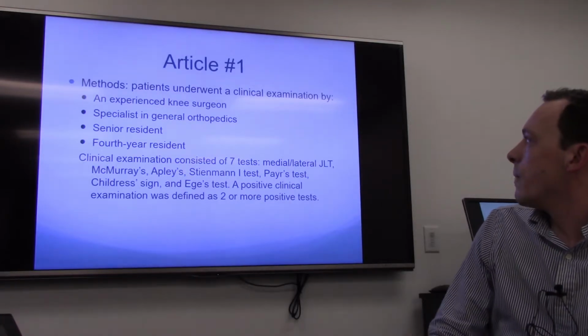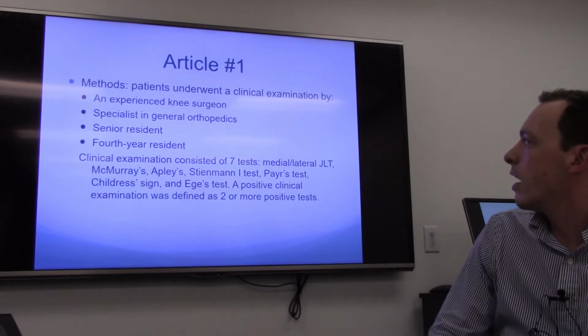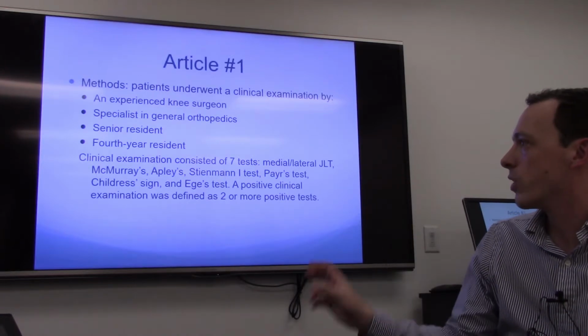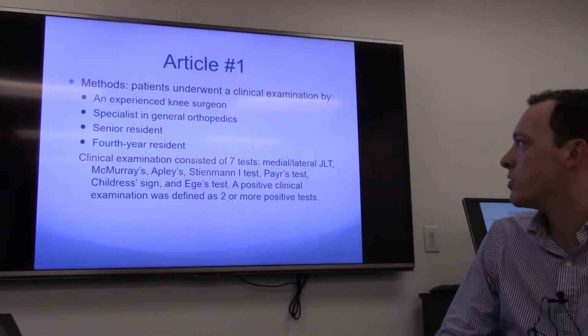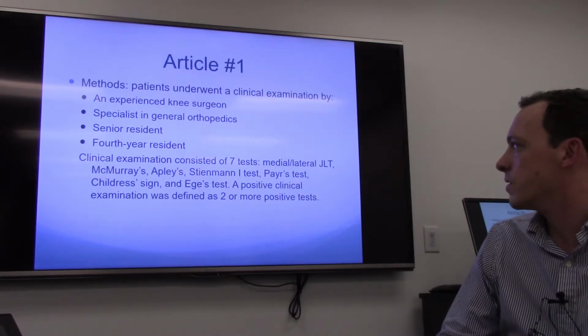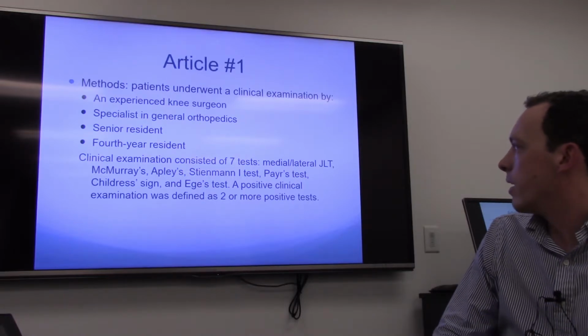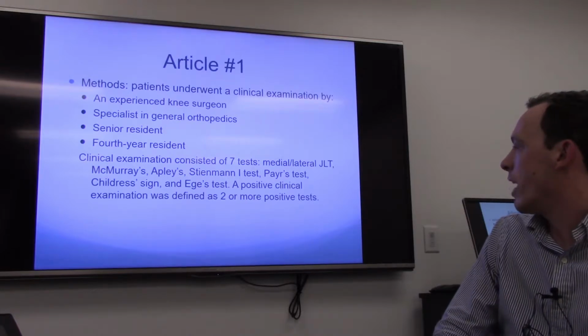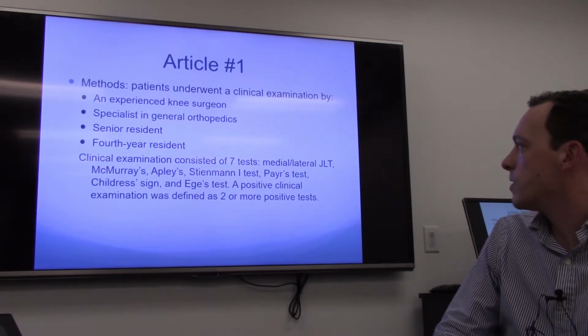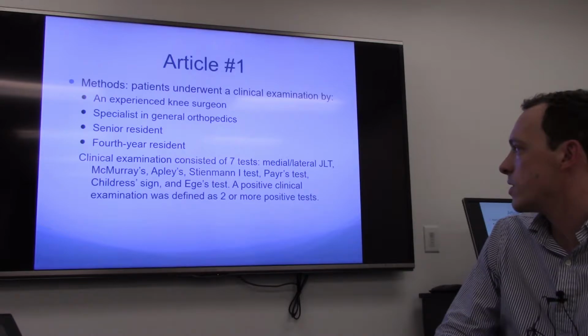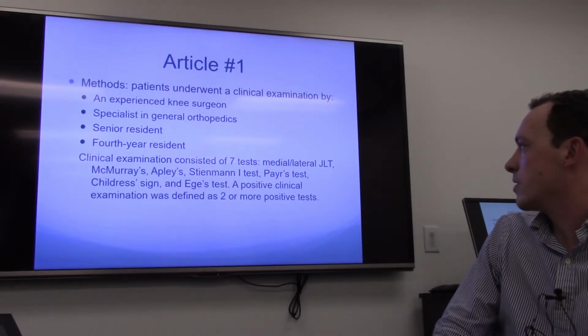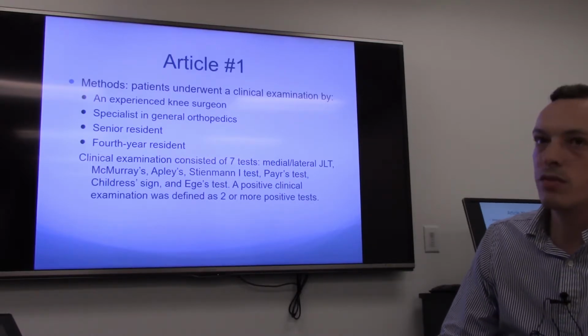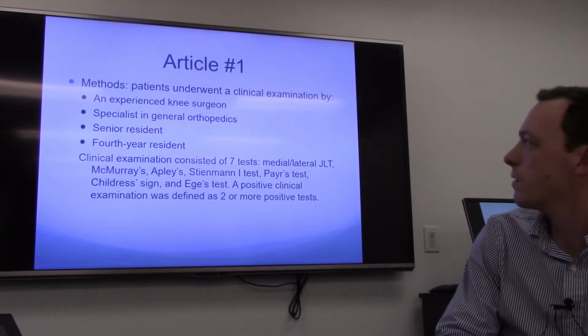And they underwent clinical examination by 4 people, with increasing levels of experience: an experienced knee surgeon, a specialist in general orthopedics, a senior resident, which I assume means at least 5 years of experience, and a 4th-year resident. Their clinical examination was defined as these 7 tests: medial and lateral joint line tenderness, McMurray's, Apley's, Steinmann 1 test, Payr's test, Childress sign, and Ege's test. A positive exam was defined as 2 or more positive tests.